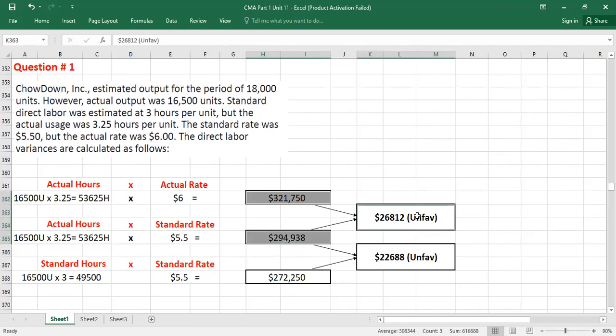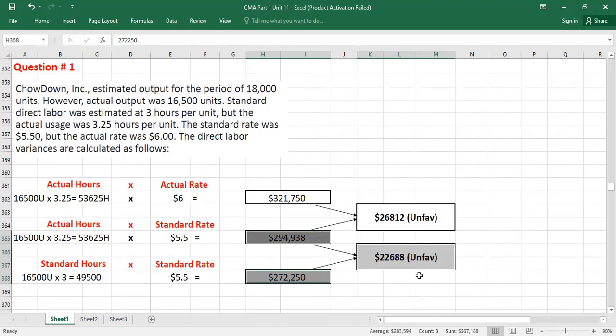Now if you want to calculate the quantity variance, you need to take the difference of the last two lines. The difference of the last two lines is $22,688. How did we get it? You take the second line answer, which is $294,938, and the third line, which is $272,250. The difference is $22,688, and this will again be unfavorable. Why? Because the first is higher than the second, so it is unfavorable.